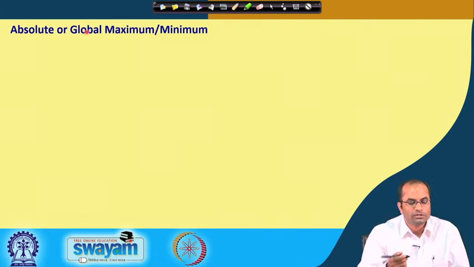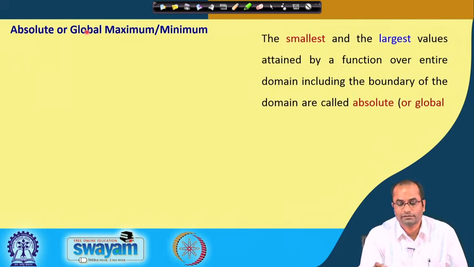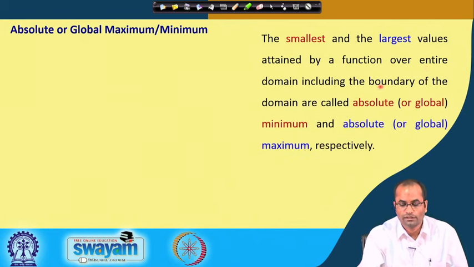So what is the absolute or the global maximum and minimum? The smallest and the largest values attained by a function over the entire domain including the boundary of the domain are called absolute or global minimum, or absolute or global maximum respectively. So here we are not talking about what is happening locally around a certain point, but we are talking about the smallest and the largest values attained by the function over the entire domain. So we will call this the absolute minimum value of the function or the absolute maximum value of the function.